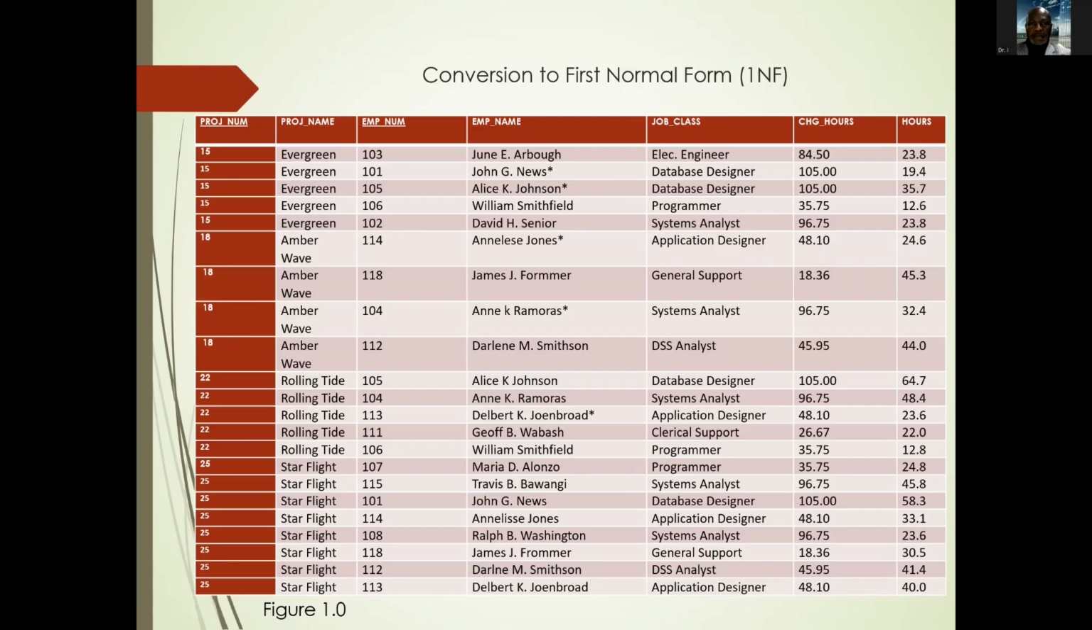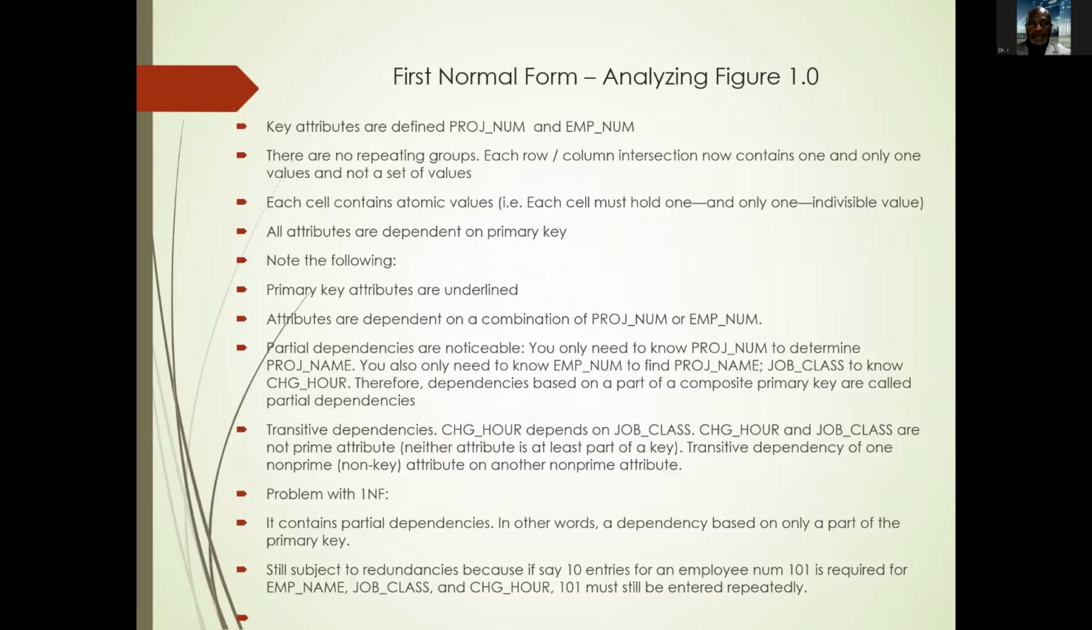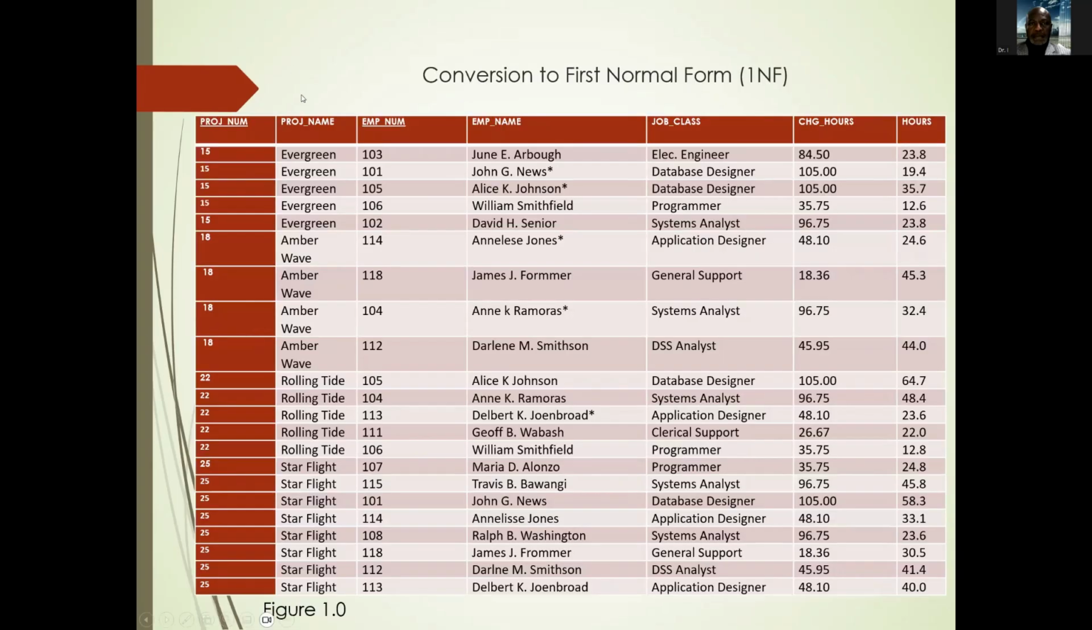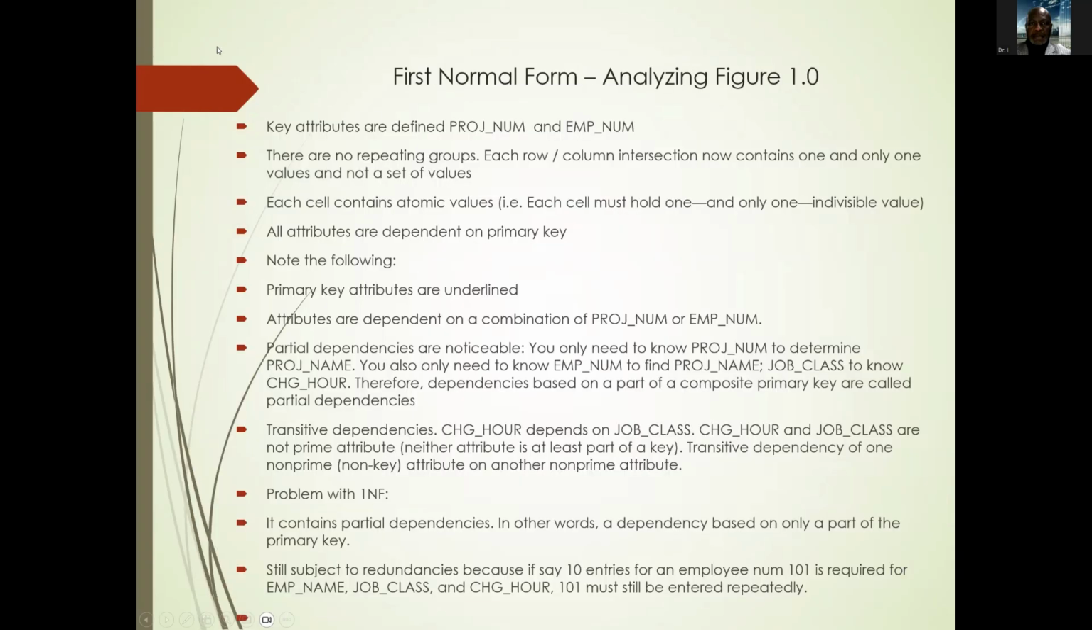Look at this carefully. Here is the first one; we're going to analyze this, right? When we go back and forth, we can see project num and emp num. These are the key. So let's go back here. The key attributes are defined: we have project num and emp num, employee number, right? These two in combination become our primary key.